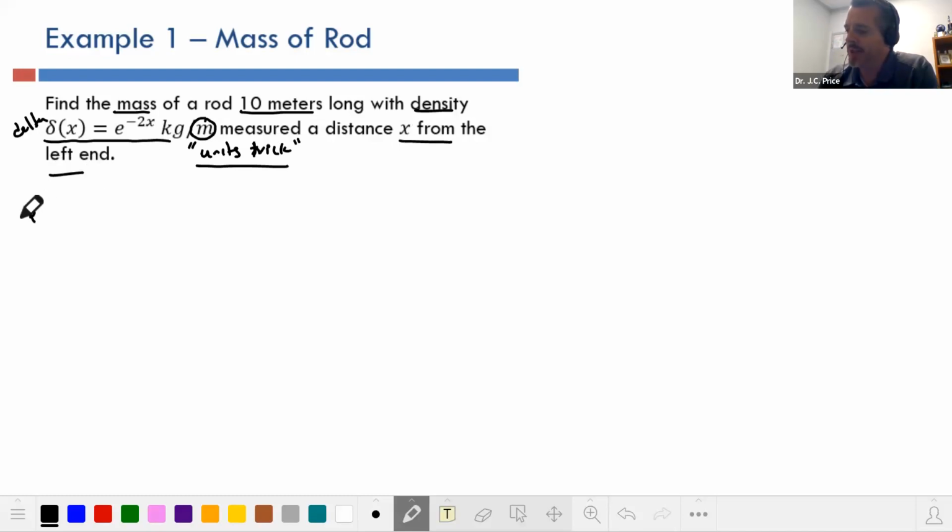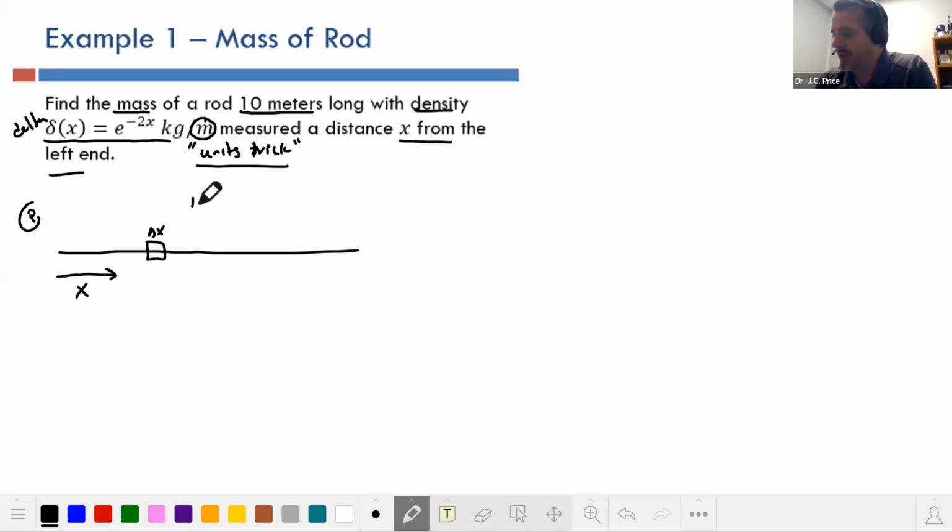All right, so let's draw our picture. For our picture, we just draw a rod. I usually draw a horizontal rod here, and from the left, this is going to be our distance x. Then we're going to compute a small change in the mass. So I'm going to take a little piece right here, a little delta x. My rod, I have to remember, is 10 meters long. I can compute my little increment as a small change in the mass. And don't forget my density function, delta of x, is equal to e to the negative 2x kilograms per meter. The idea with the picture is to write down all the important information.